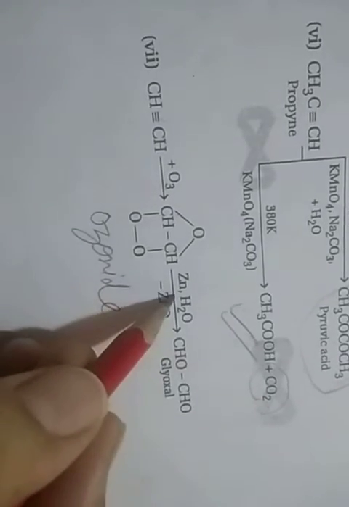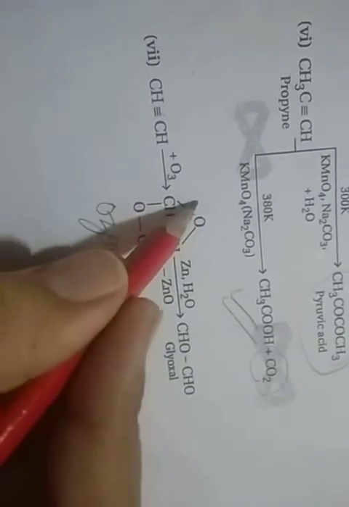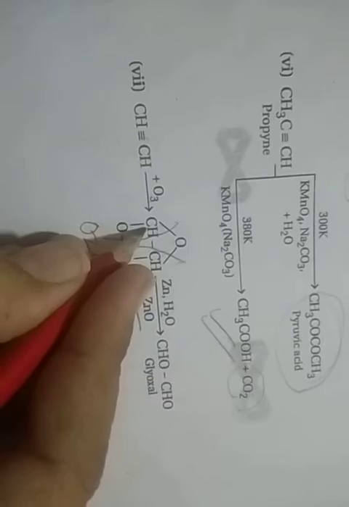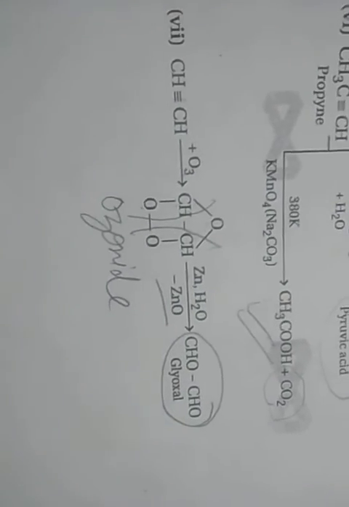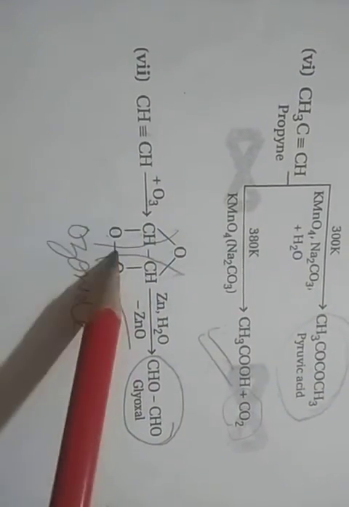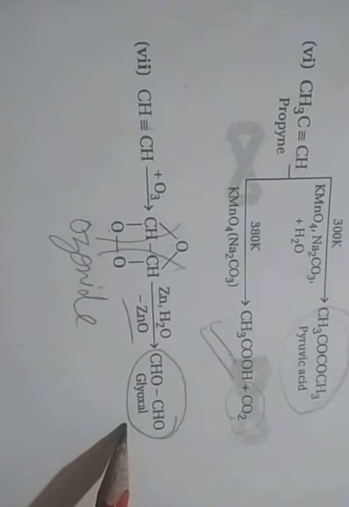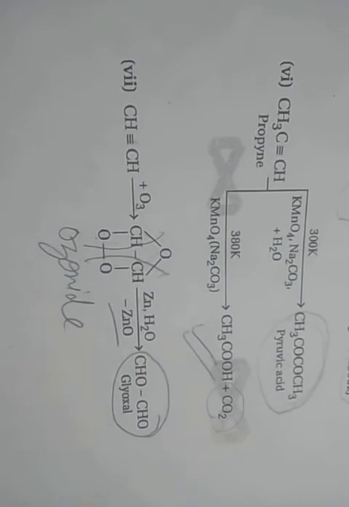In the last step, in the presence of zinc and water, this bond breaks this way. Zinc reacts with the oxygen and ZnO is removed, and one side CHO, another side CHO. This product is formed and its name is glyoxal. Okay, glyoxal. Clear? So ozonolysis of ethyne forms glyoxal. Okay, clear? So all long answer type questions I have completely revised.